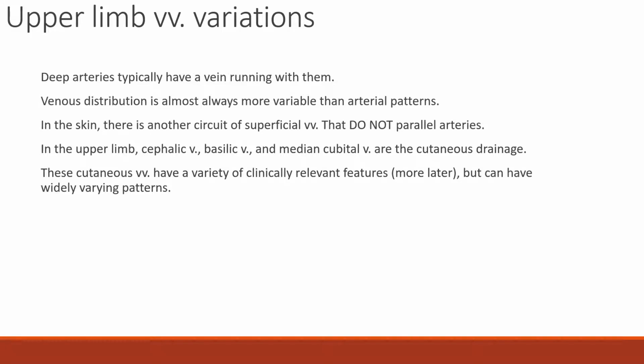And so just to remind you, upper limb venous variations, all right? The deep arteries, all right? All of the arteries we've talked about have a vein running with them. Venous distributions are highly variable, and that's why we don't usually spend a lot of time dissecting them, but the cephalic and basilic veins in the superficial fascia are pretty important, so we want to make sure we can follow those patterns.